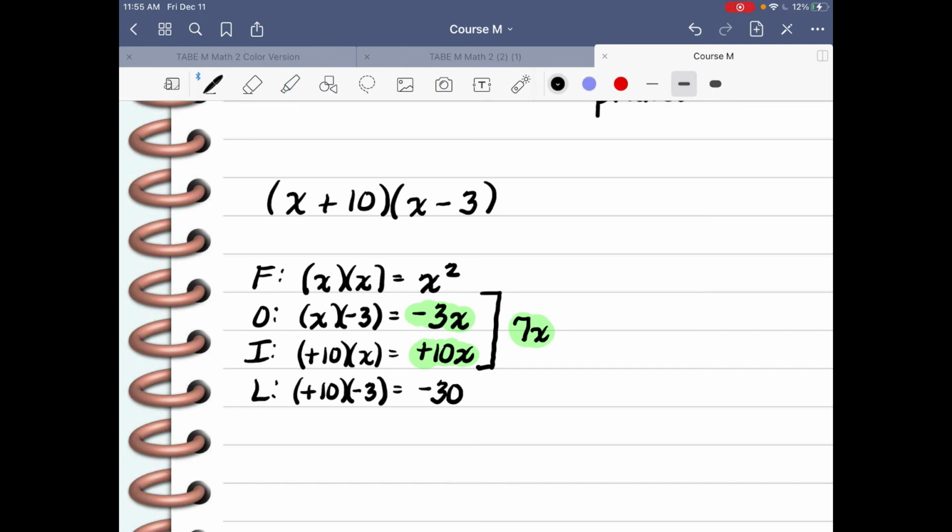We're ready to put this product together. I have x squared plus 7x minus 30.